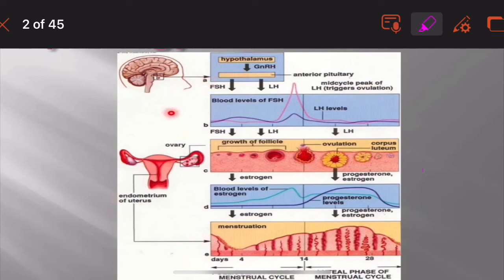Now it is waiting, and if implantation doesn't occur, then there is degeneration of the corpus luteum. Once there is degeneration of the corpus luteum, the estrogen and progesterone levels fall, resulting in endometrial shedding.